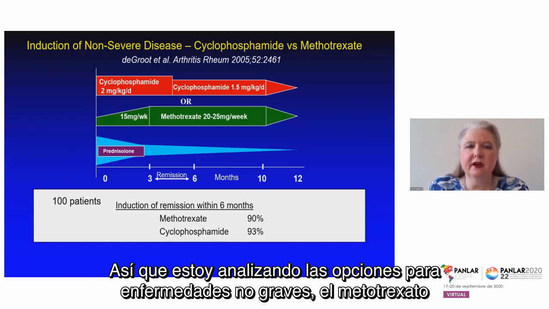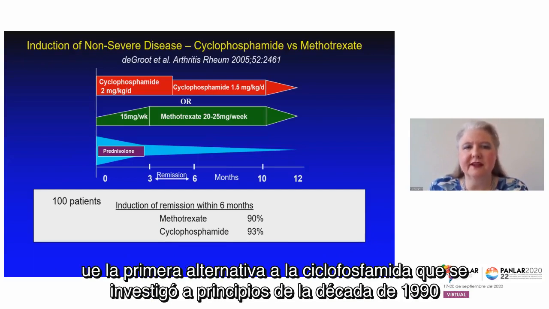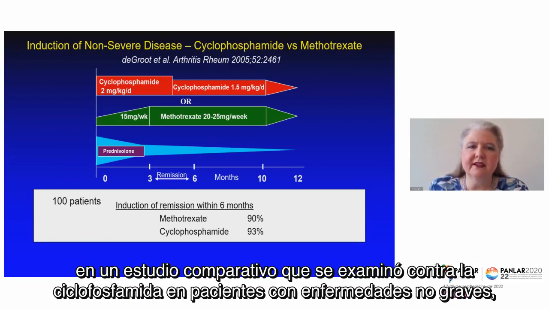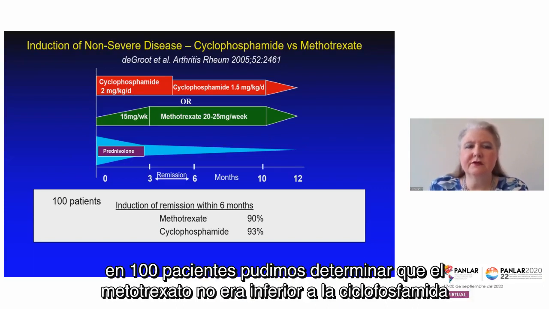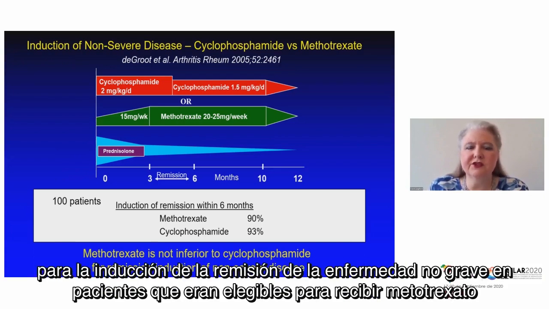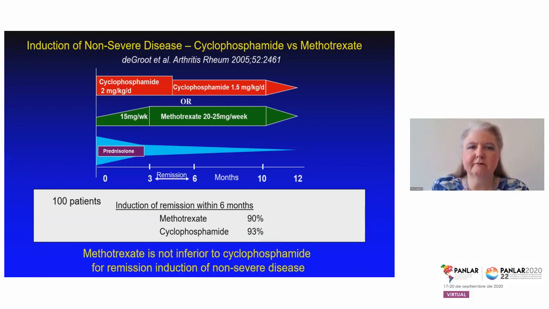So in looking at the non-severe disease options, methotrexate was the first alternative to cyclophosphamide that was investigated in the early 1990s. In a comparative study that was examined against cyclophosphamide in patients with non-severe disease, in 100 patients, we were able to determine that methotrexate was not inferior to cyclophosphamide for remission induction of non-severe disease in patients who were eligible to receive methotrexate.